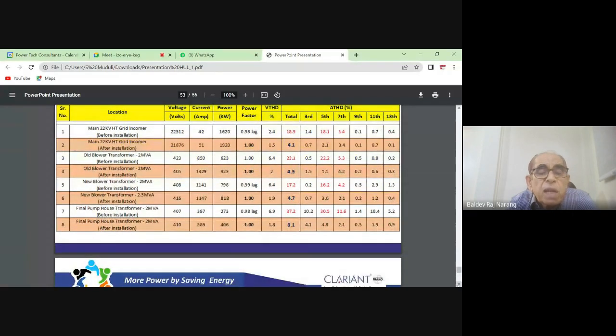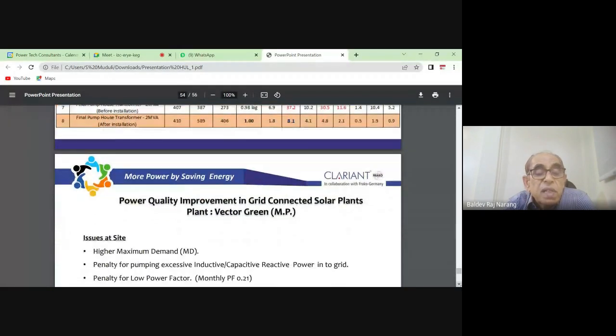So this is another plant where, again, each transformer is a unit, so we cannot have a common solution across transformers. Every transformer has to be independently handled, and we have to give a localized solution for each transformer. Let's go to the next one.